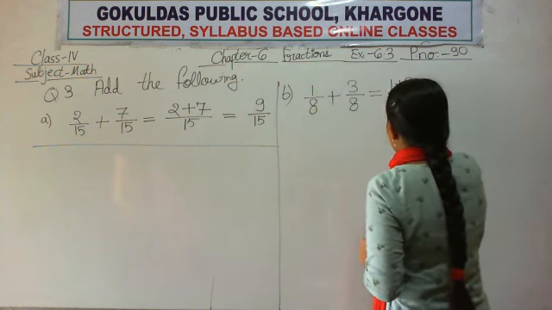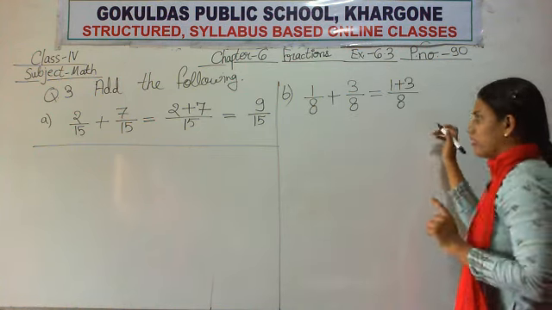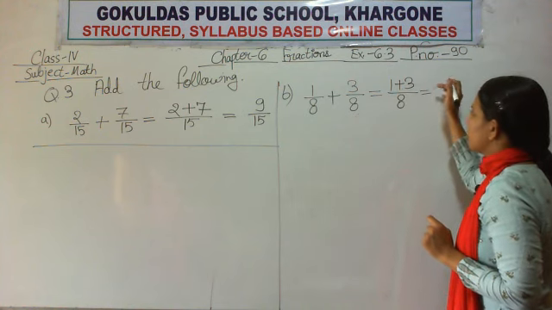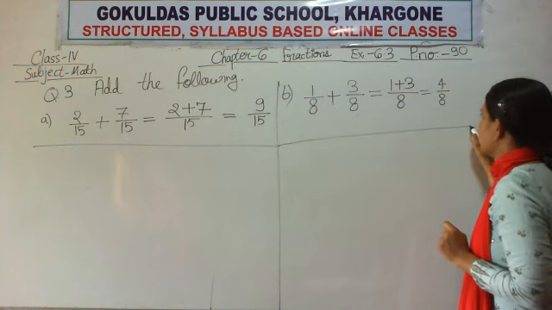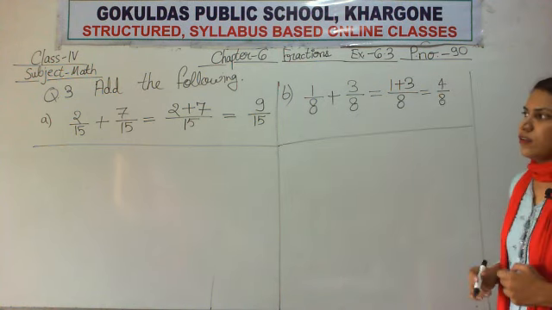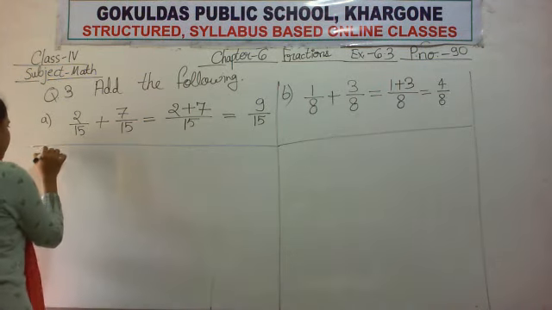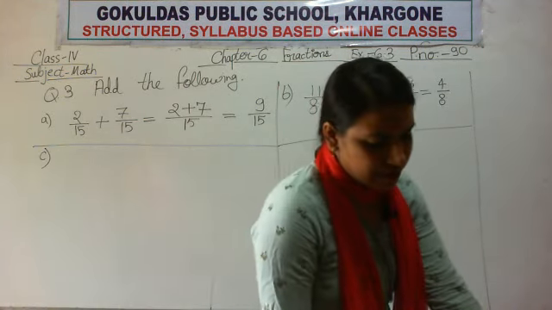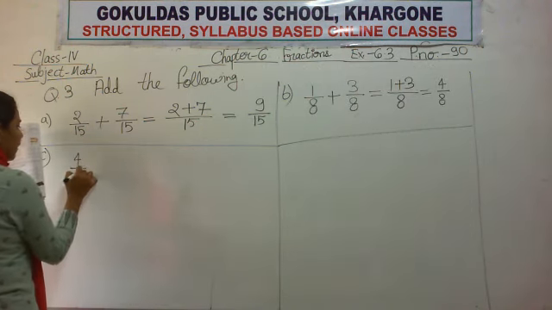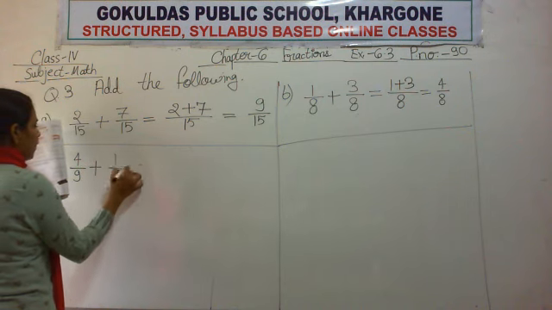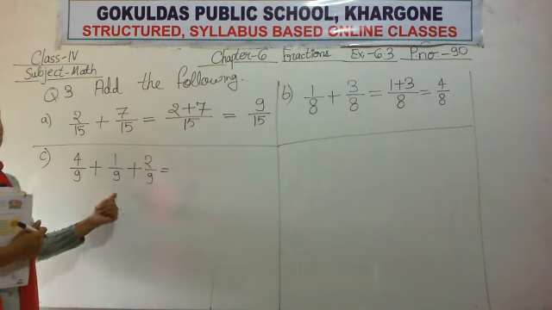1 plus 3 upon 8 over the same denominator. We write denominator only one time here. 1 plus 3 is 4 upon 8. So 4 upon 8 is our answer. Okay. Now we will move towards part C. In part C, the given numbers are 4 upon 9 plus 1 upon 9 plus 2 upon 9. Here we have three fractions.